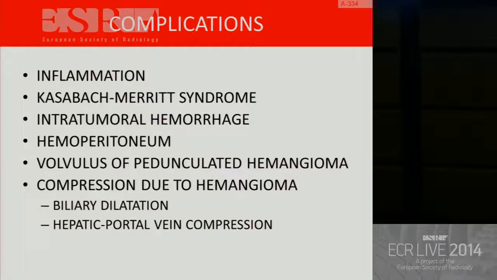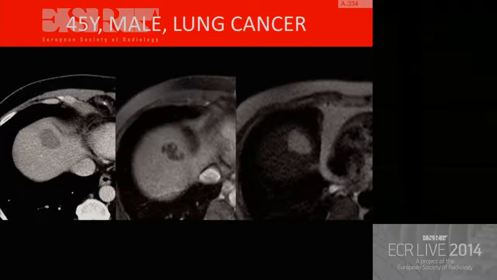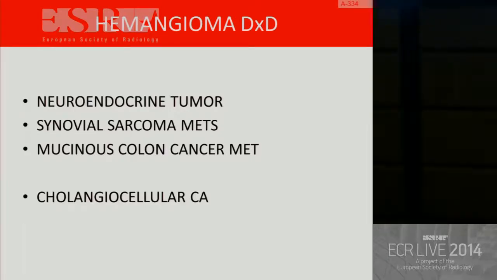How about the complications? Complications are extremely rare in this lesion, and one of the most common ones is Kasabach-Merritt syndrome, which is called consumption coagulopathy. But just remember, sometimes it is a very difficult diagnosis on CT. Look at this patient with a lung cancer. It is not possible to diagnose this lesion as hemangioma, but once you do the MR, due to better contrast resolution, you can see the peripheral nodular filling and T2 high signal. What you need to do is don't biopsy these lesions, just put the patient on follow-up and show the stability of the lesion. So this is the bottom line for these kinds of lesions.